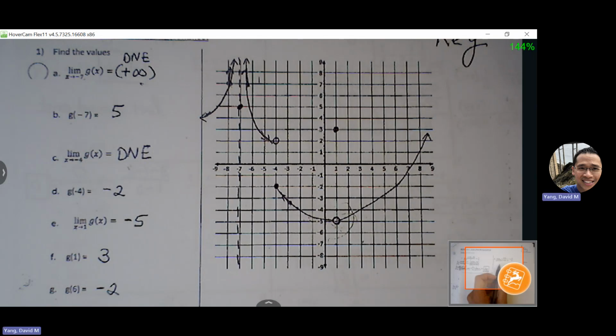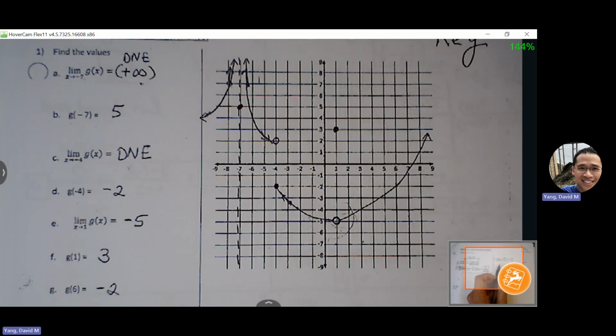Go ahead and check your answer for number one. Approaching -7, we know the limit doesn't exist because there's a vertical asymptote. However, we can subcategorize because both arrows are headed towards positive infinity. So DNE, parentheses, positive infinity. If you have -7 equals 5, that's just an ordered pair.